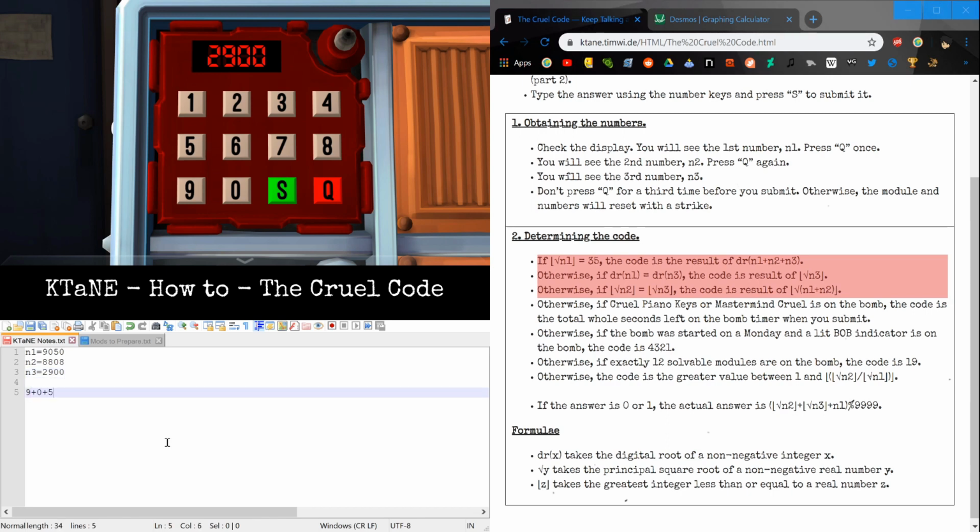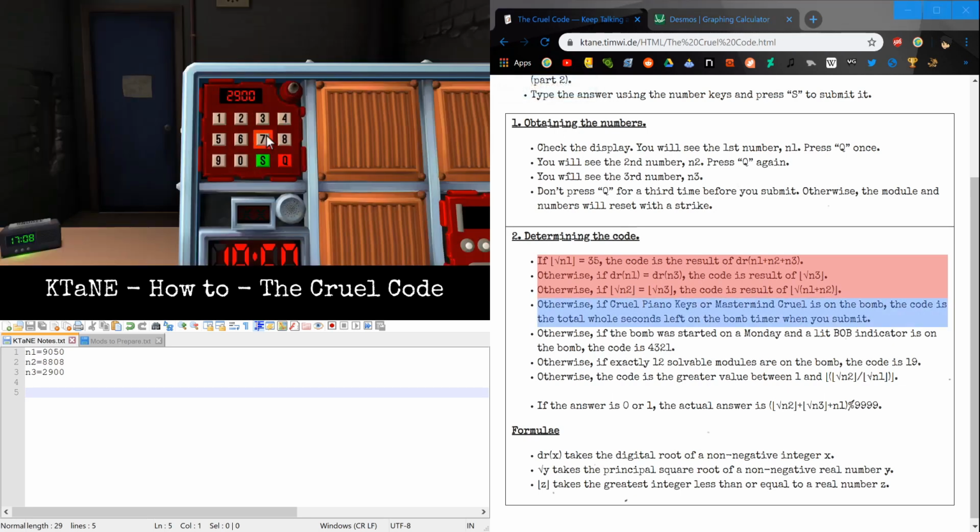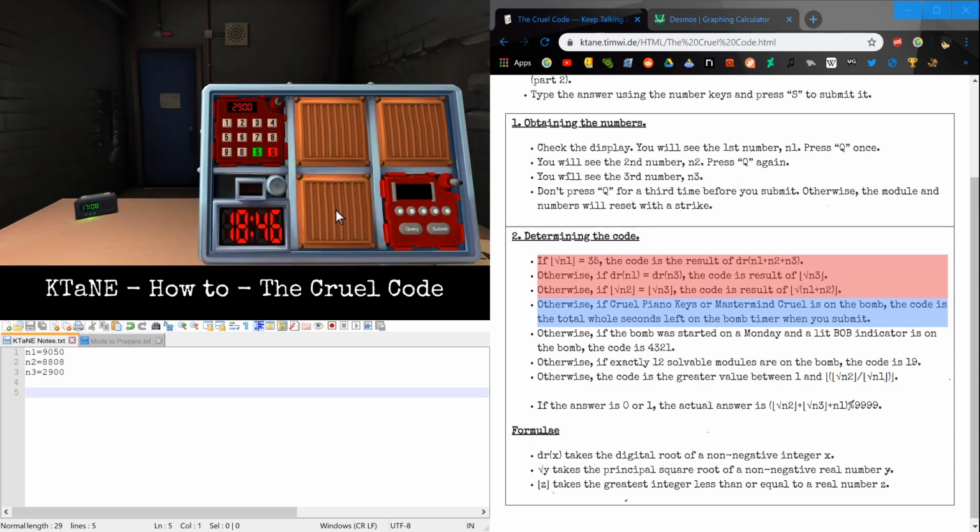So we have 9 plus 0 plus 5 plus 0, and then 2 plus 9 plus 0. That'll be 2 plus 9, and then 9 plus 5, which are quite different. Anyway, so now we have this rule right here. We have a Mastermind rule right here. So we have the total seconds left on the bomb timer when we submit.